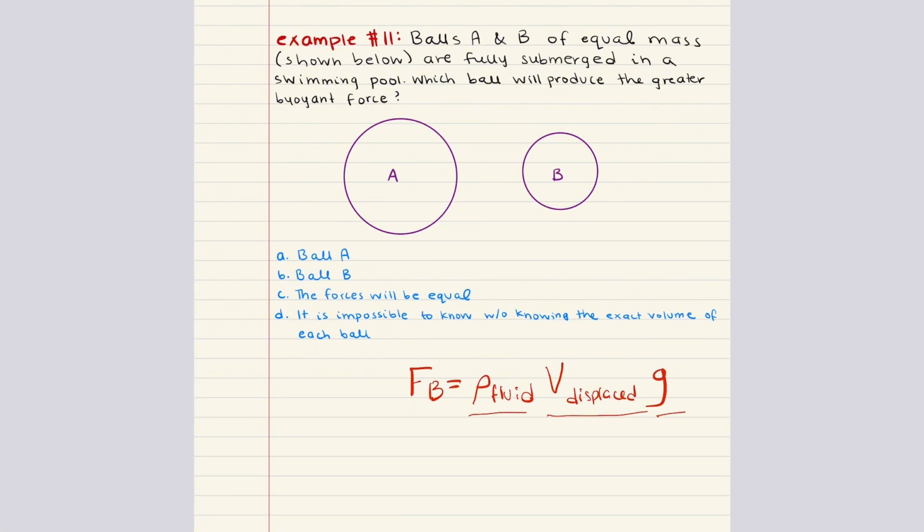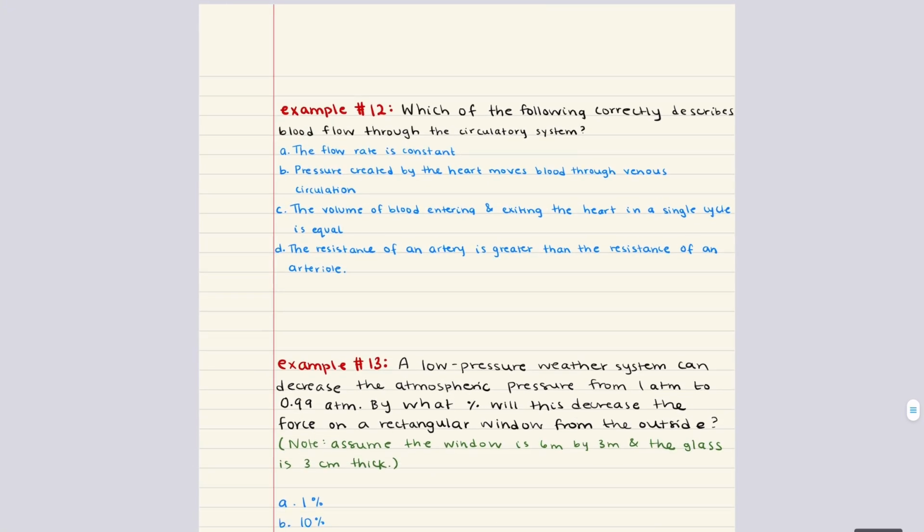Since we just said that the buoyant force is directly proportional to the volume of the object, ball A having a larger volume means it's going to displace more water than ball B. Therefore, the buoyant force on ball A is going to be greater than the buoyant force on ball B, and that makes the correct answer for problem 11 answer choice A. Beautiful, let's move on to problem 12.